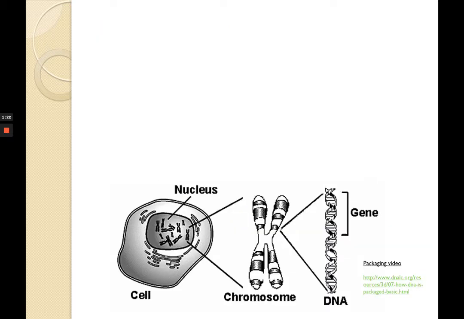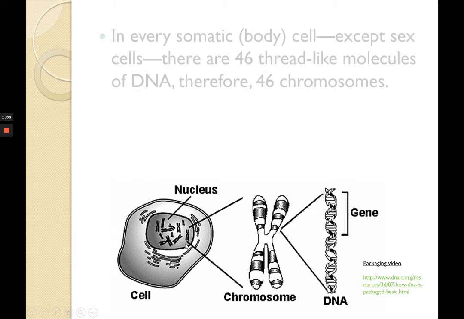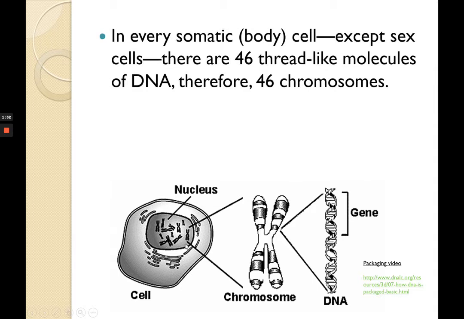All of your chromosomes can be found inside a nucleus, which is usually the largest organelle of a cell. So every single body cell that you have, that we call somatic cells, except for your sex cells, sperm and egg, there are 46 thread-like molecules of DNA. And therefore, in humans, you have 46 chromosomes.